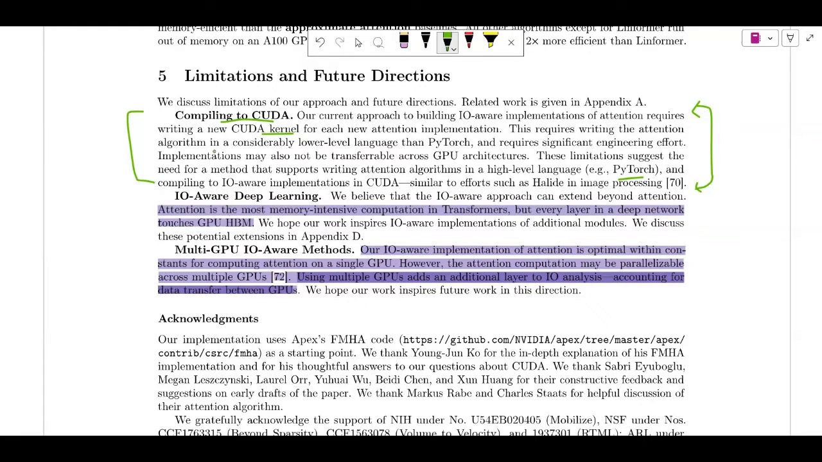So yeah, not much of a limitation, but still you have to implement these things. They involve implementing low-level CUDA kernels, which might not be possible for everyone. But yeah, that is what researchers are for.